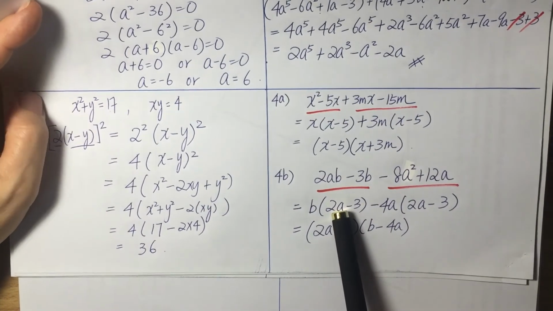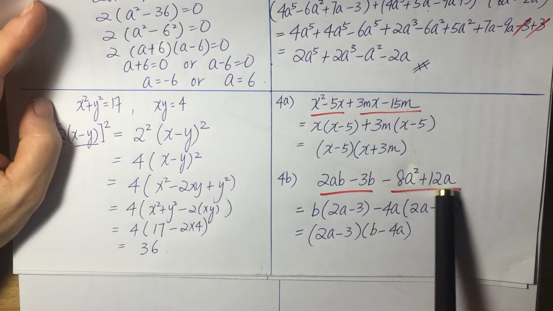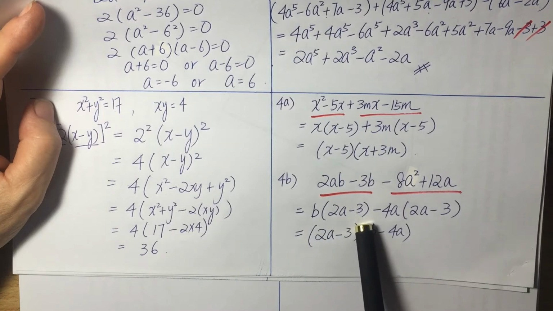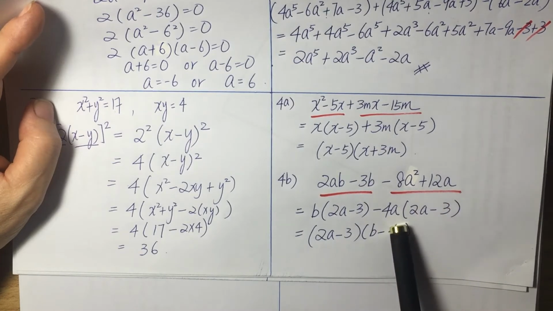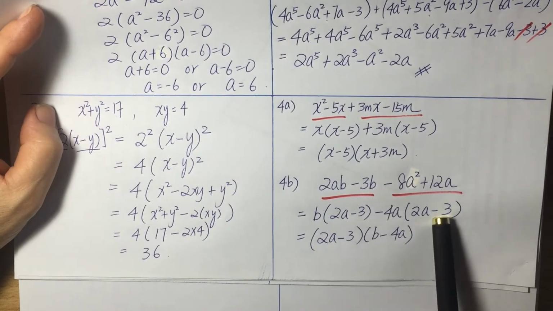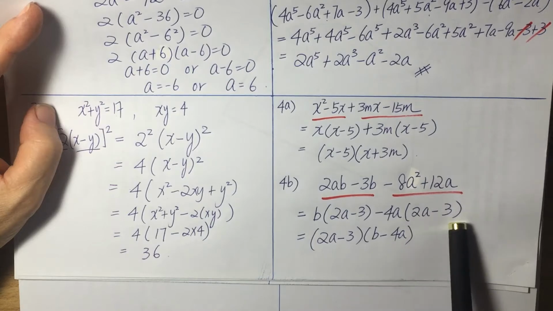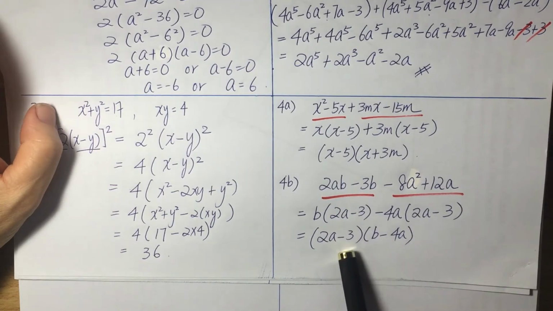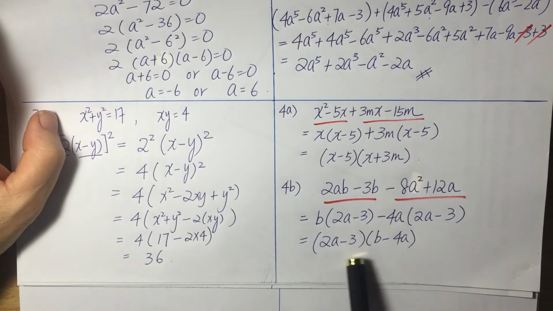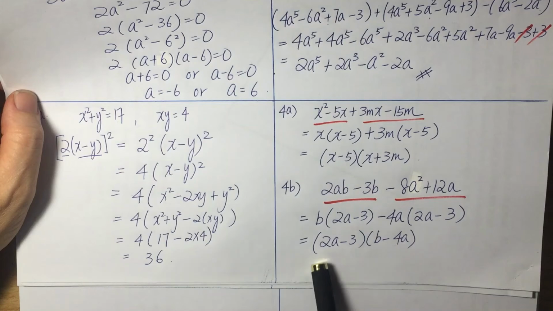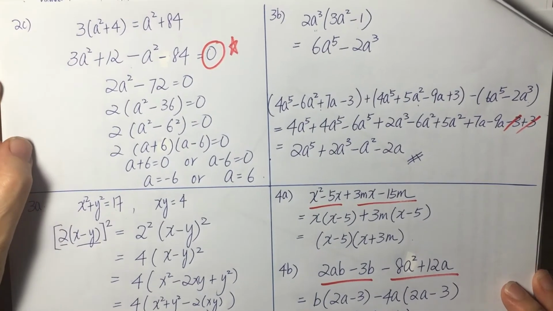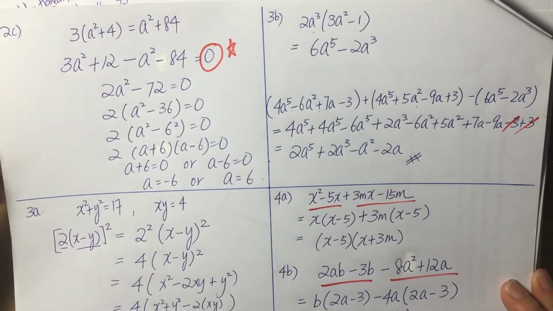Okay, same for this one. 1, 2, 3, 4 terms. So you group these 2, group these 2. So group these 2, you have b times (2a minus 3). And then this one will be 4a into (2a minus 3) also, because negative times negative becomes positive. So now 2a minus 3 is a common factor. So take it out. So you will have b minus 4a. So this is a factor, this is another factor. So you have factorized this expression. Okay, so these are answers for question 2, 3, and 4.